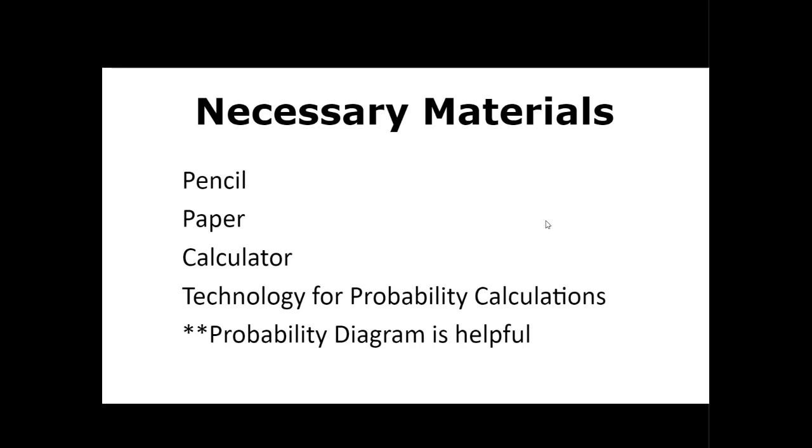In order for you to practice, you're going to need the following things: pen or pencil, something with which to write, paper, a calculator, and some sort of technology that will help you calculate probabilities. You can use the Excel file in ePortfolio, or you can also use StatCrunch. Also, if you have a probability diagram, like the one linked in the description box below, that's just the bell curve with all the percentages under the curve inside of it, that's always helpful to have too.